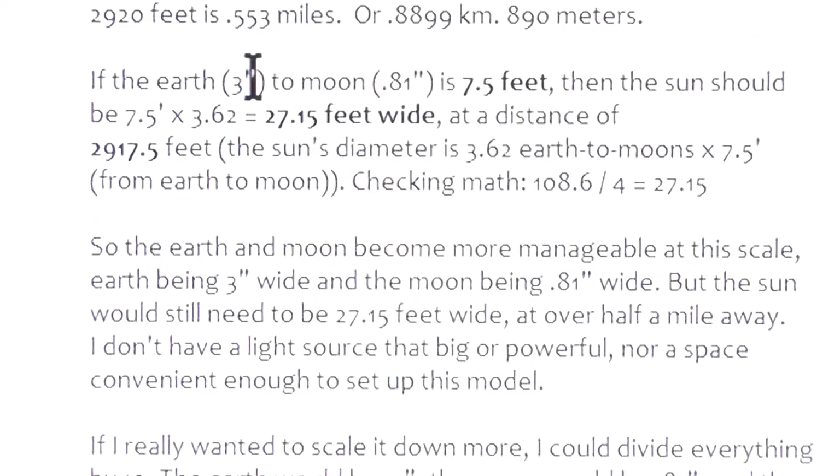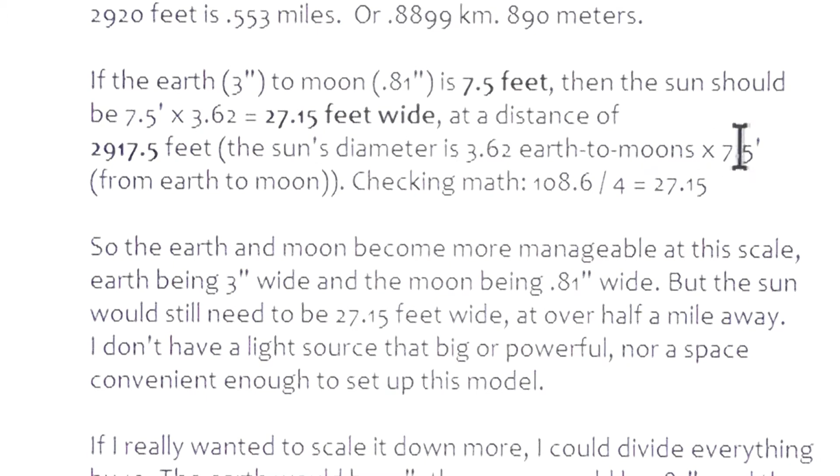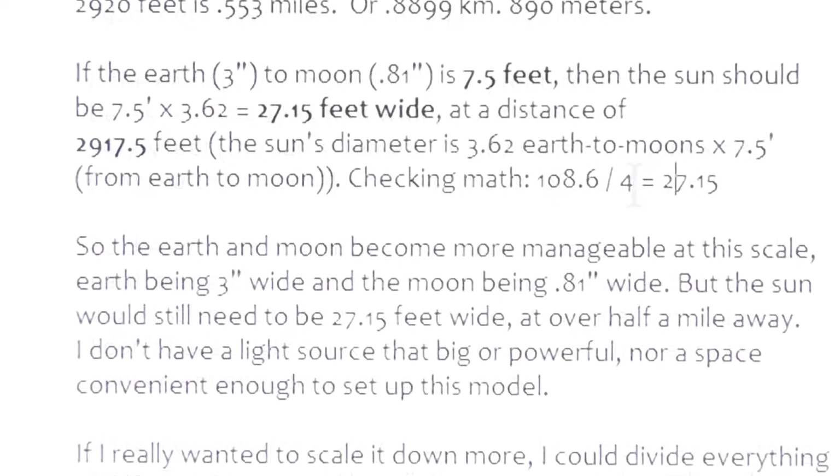So if the Earth, being 3 inches, to the moon, being 0.81 inches, is 7.5 feet, then the sun should be 7.5 feet times 3.62, which is 27.15 feet wide, at a distance of 2,917.5 feet. Remember, the sun's diameter is 3.62 Earth to moons times 7.5 feet, which is the Earth to the moon distance on this new scale. So checking my math, 108.6 feet divided by 4 is 27.15 feet, which is what I got here. Oh, sorry, that's not distance, that's width. Come on, camera, what are you doing?